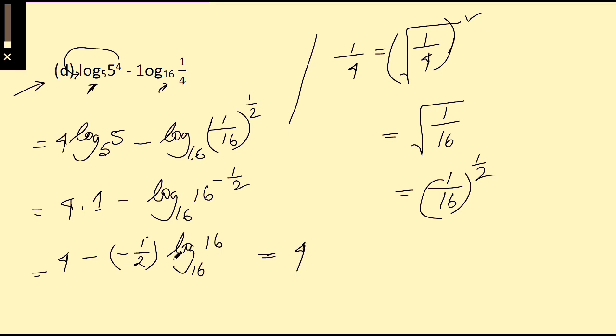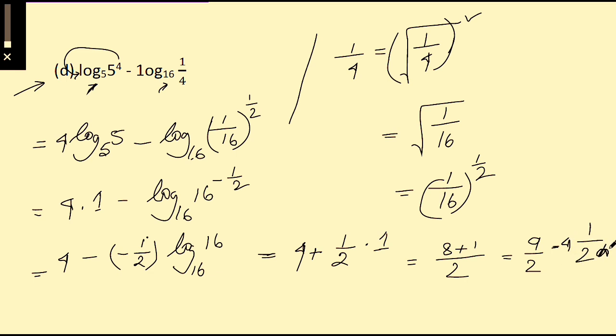Here now log and base are the same, then it will become 1. Here minus and minus 1 over 2 it will become plus. So finally we have 4 plus 1 over 2. So if we add 4 plus 1 over 2, then it will become 8 plus 1 over 2 equals 9 over 2. When this is an improper fraction, then we can write it as a mixed fraction 4 and 1 over 2.